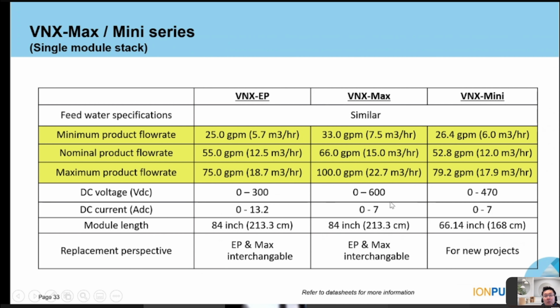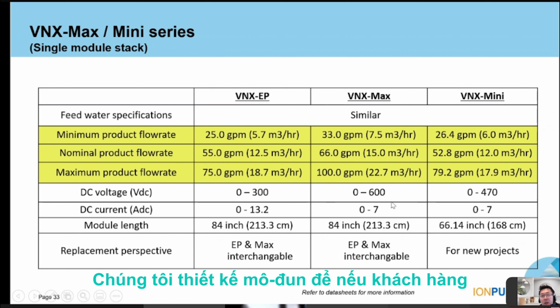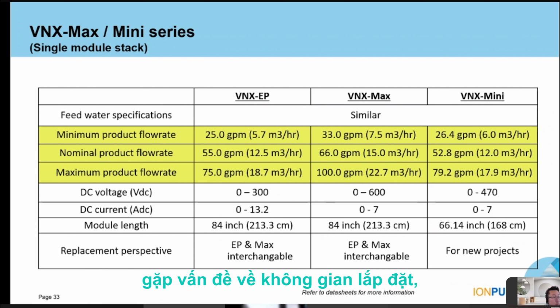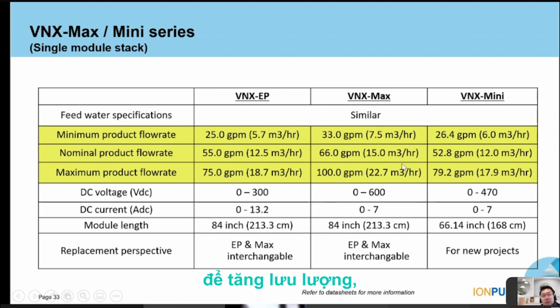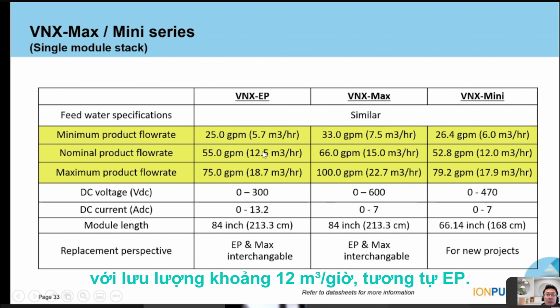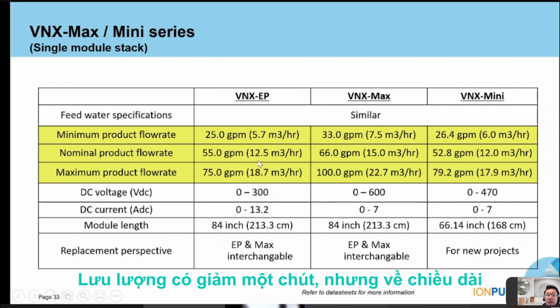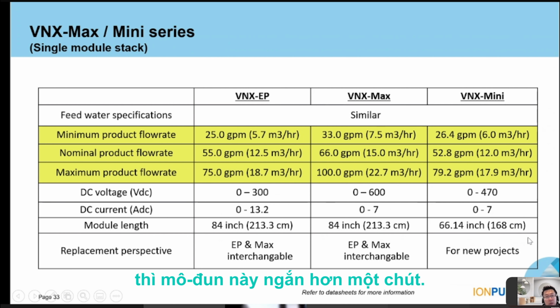All right. And we design the modules in a way where, if they have a footprint issue, if they have no space for a new system, they can always replace the modules with our VNX Max and get a higher flow rate in the same footprint too. And then there is also the VNX Mini. It's about 12, similar to the EP. Slightly less only, but in terms of length, it's a bit shorter.